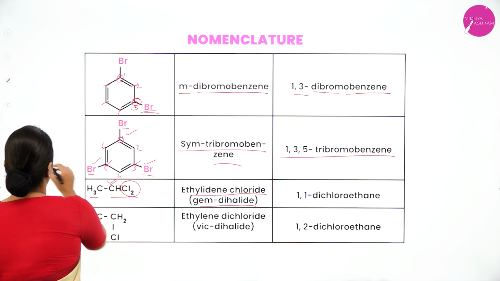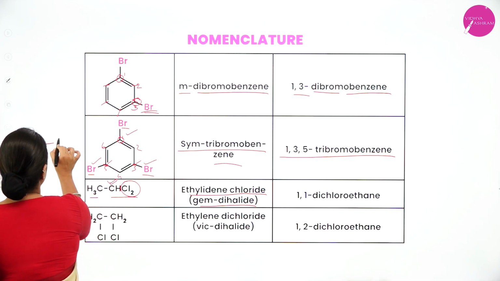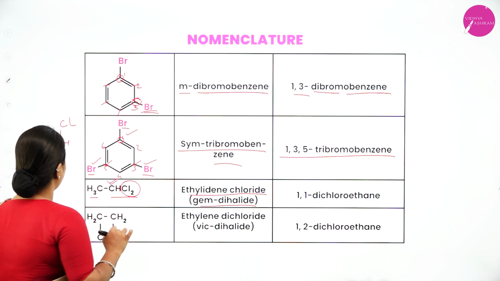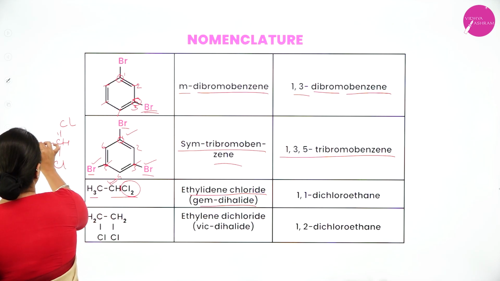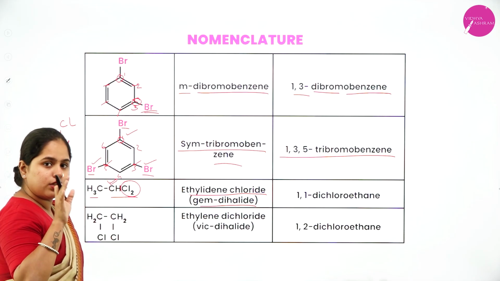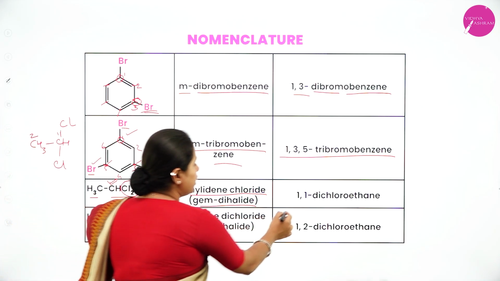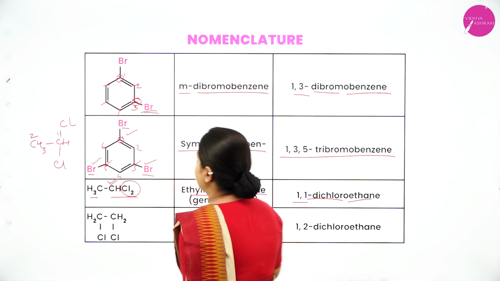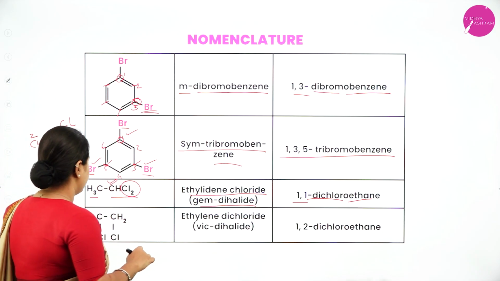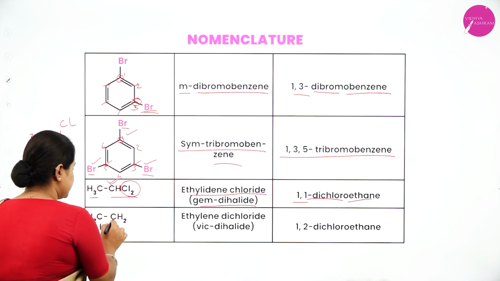Now, IUPAC nomenclature, let's see. CH3, CH, and you have 2 Cl on the same carbon atom. So, how do we name it? This is the first carbon atom, this is the second carbon atom. So, 1, 1. The chlorine atoms are present on the same carbon atom. So, it is 1,1-dichloroethane, right? There are only 2 carbon atoms, that is the principal chain. So, it is ethane.